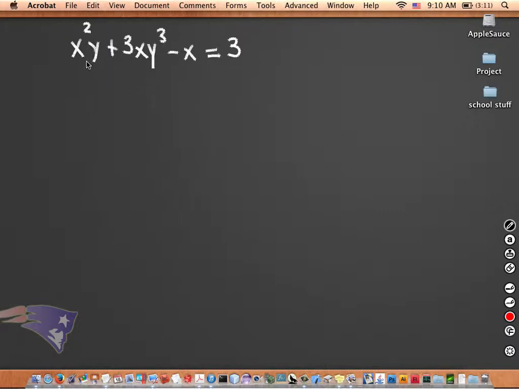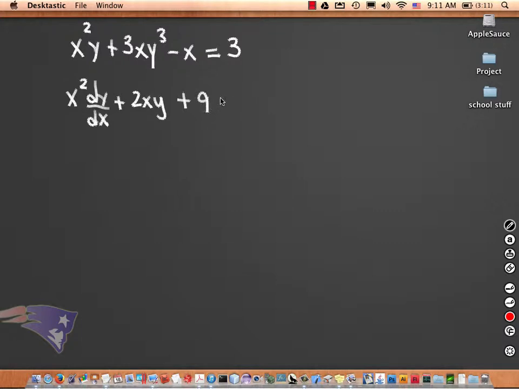So we begin. This is a product. First, x squared dy dx plus 2xy. This is another product. 9xy squared dy dx plus 3y cubed minus 1 equals 0.